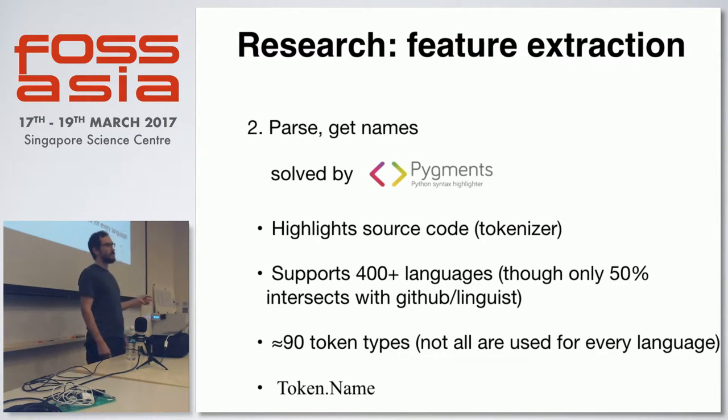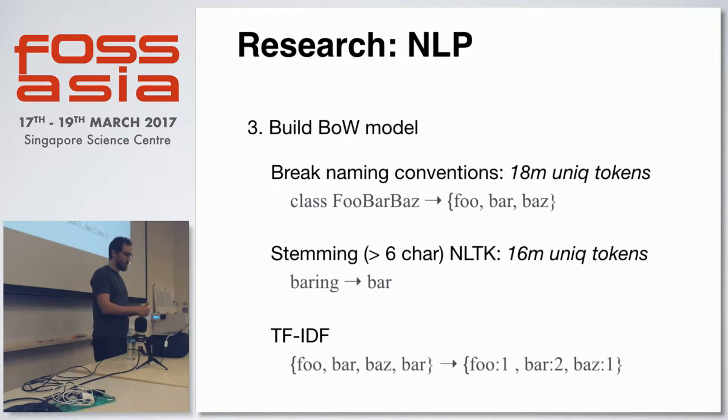What it does is, for every token inside the source code file, it assigns a class to it, whether it's a name or some kind of built-in command or token. We are particularly interested in the token type called Token.Name. After doing that, we can build a bag of words model, which is just a set of tokens inside every repository.